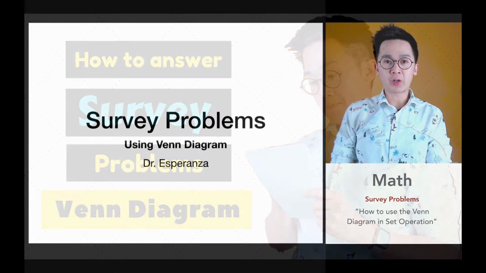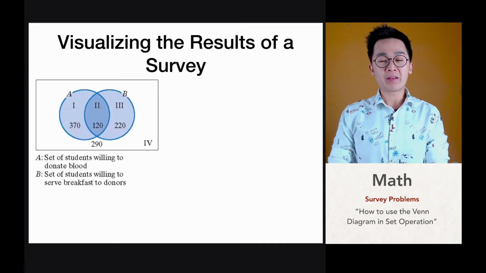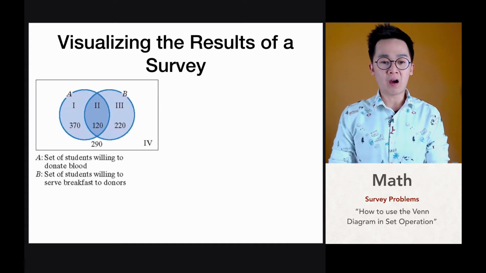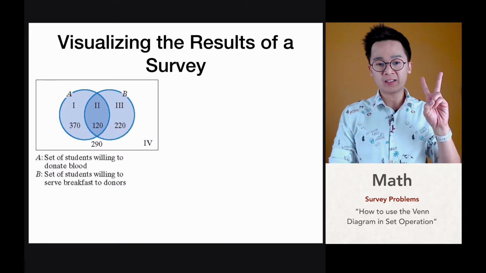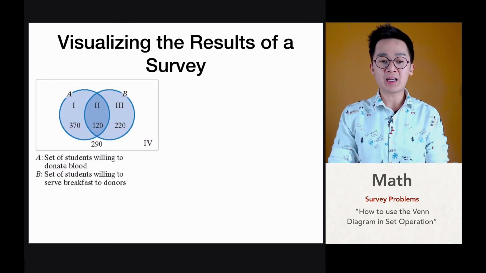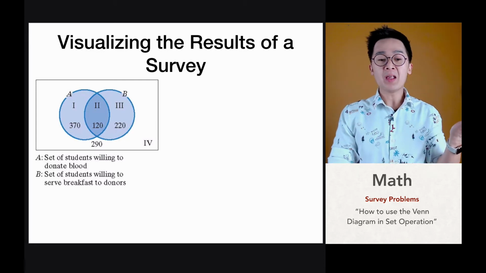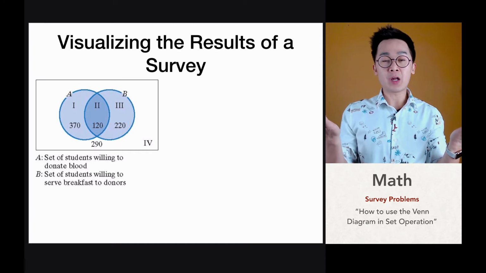Today we're going to be working on the applications of some survey notations and operations involving subsets using the Venn diagram. In this particular example, we're going to be working on a survey wherein there are two subsets, subset A and subset B. In this union set, subset A would be the set of students willing to donate blood.